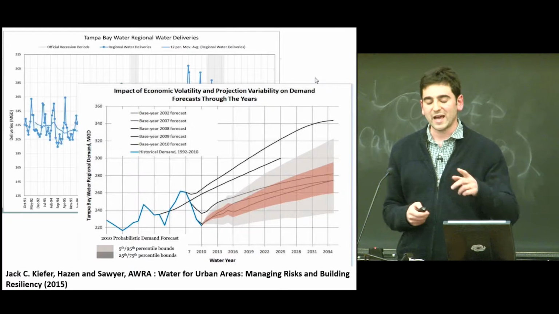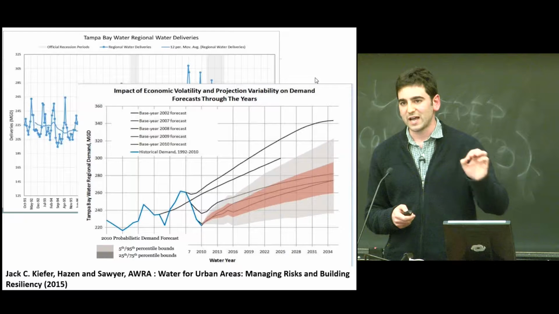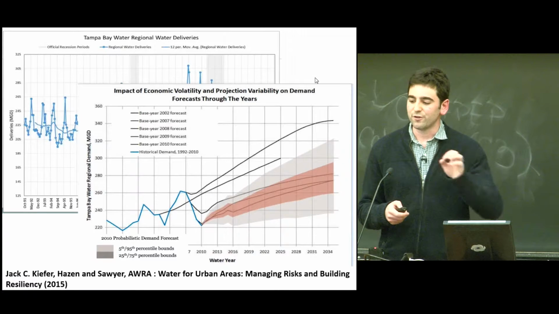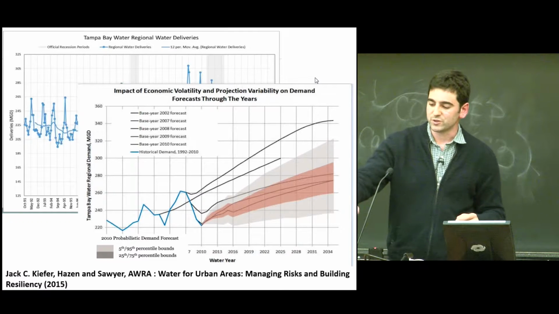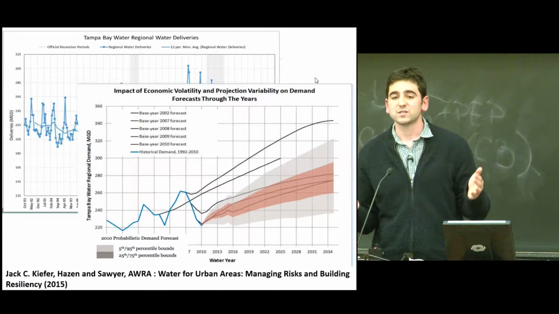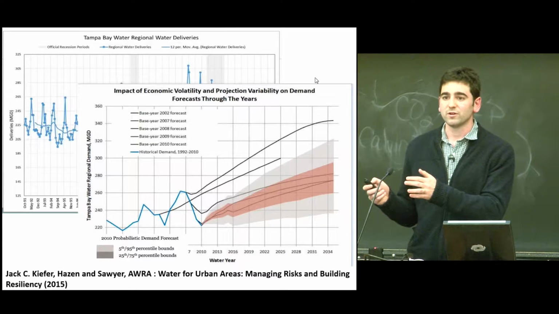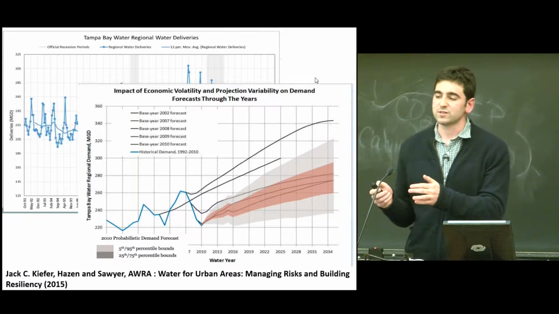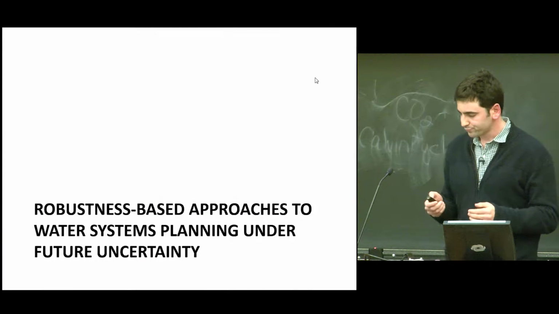So the blue line is the actual water demands. And you see these different forecasts made at different times in the record. And you can see, they keep on shooting up. Starting in 2002, projection shoots up. In 2007, it shoots up. And really, demand crashed because of that recession. And they didn't see it coming. And this can be just as important for how our water systems are able to meet our needs going forward as is climate change. Okay.